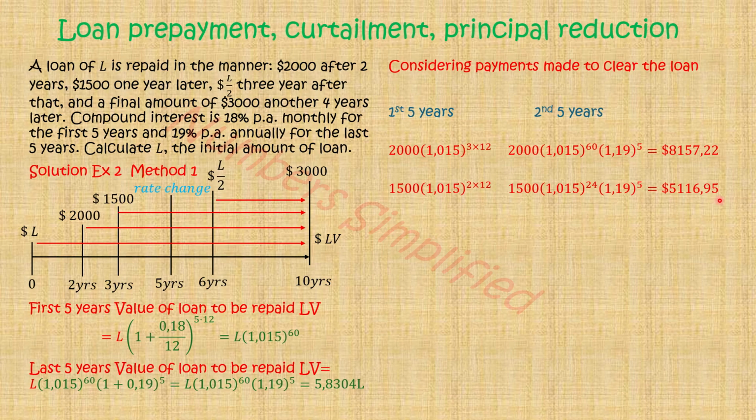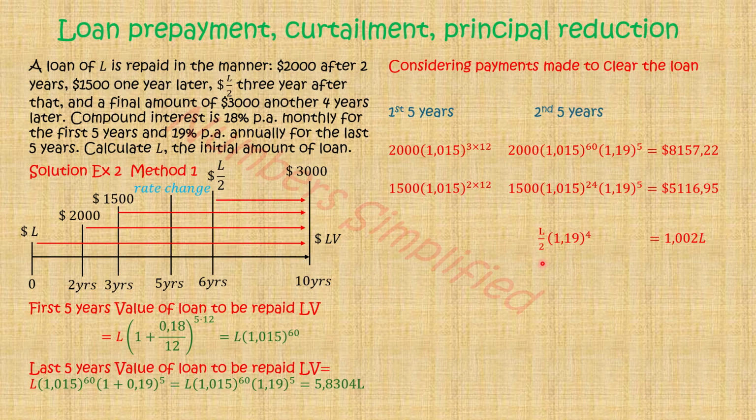Before we move on to the next payment, we see that the rate changes beyond 5 years, because we're saying that after the 1,500 payment, there was no other payment made in the first 5 years. Now we move on to the second 5 years. In the second 5 years, the payment that was made was L divided by 2. And because it was made in the 6th year, what was left was only 4 years into the period that was considered into the 10 years.